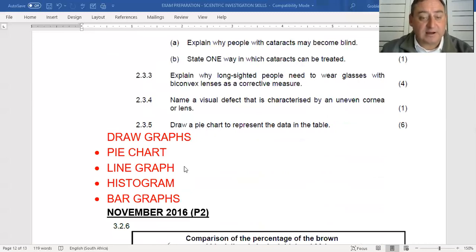If they're asked to draw a line graph, you draw nothing else but a line graph. Can you draw a histogram? What's the difference between a histogram and a bar graph? Bar graphs have spaces between the bars. Histograms have no spaces. So you need to be able to draw these.